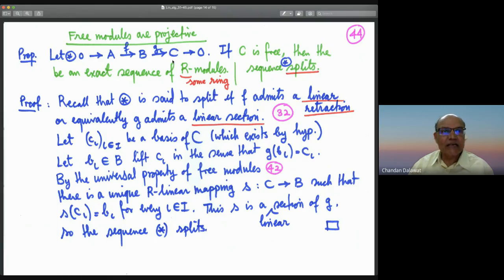It splits because I can take a basis of C and I can take a family of elements in B which map to that basis. Then there's a unique linear map from C to B which takes that basis to those chosen elements, and that is a linear retraction of g. Okay?